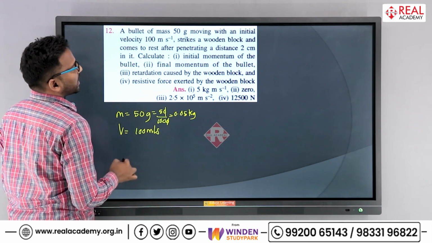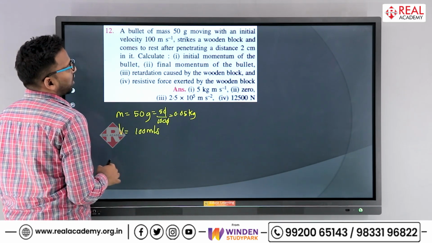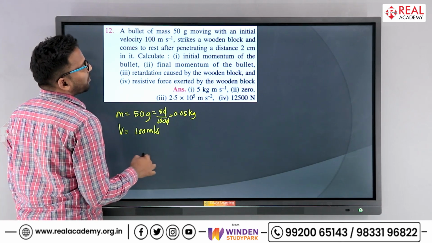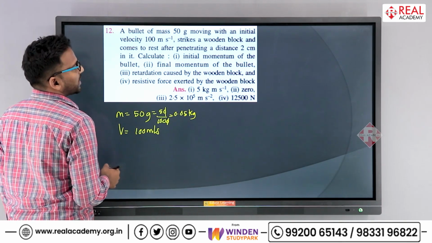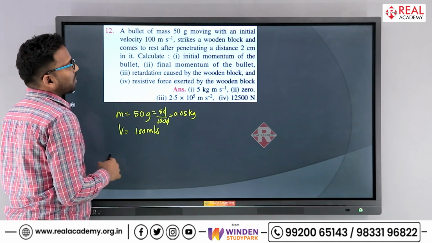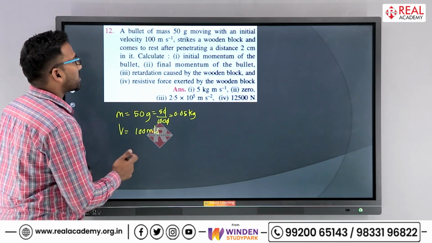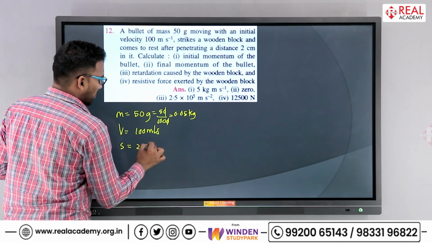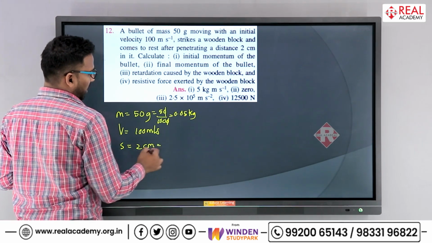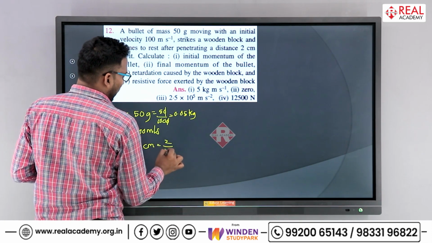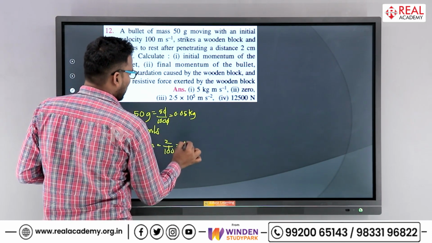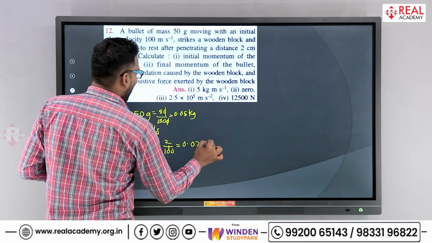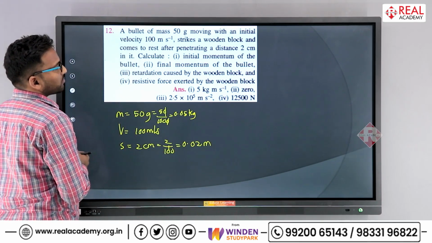100 meter per second, strikes a wooden block and comes to rest after penetrating a distance of 2 centimeter. That means S is equal to 2 centimeter. Convert it into meter. That is 2 by 100, that is 0.02 meter. Okay.